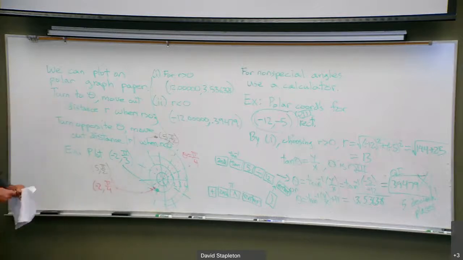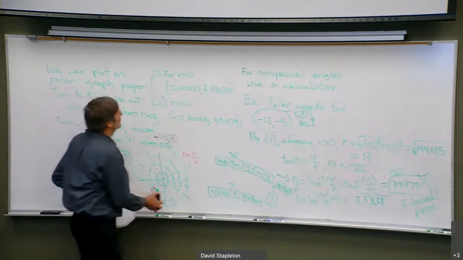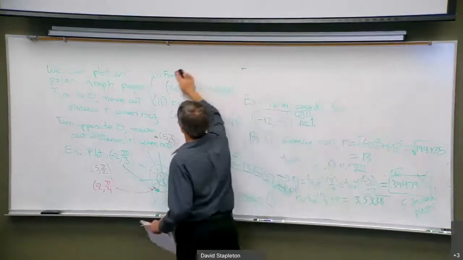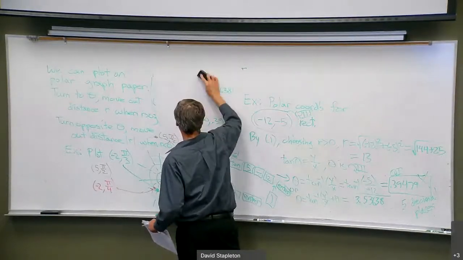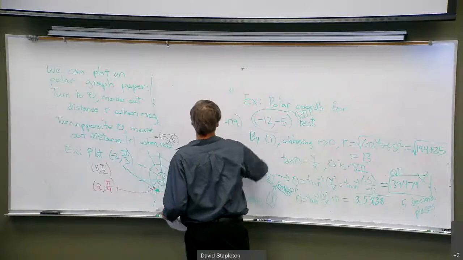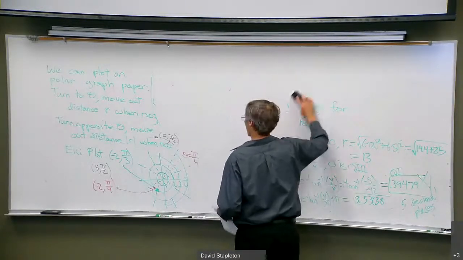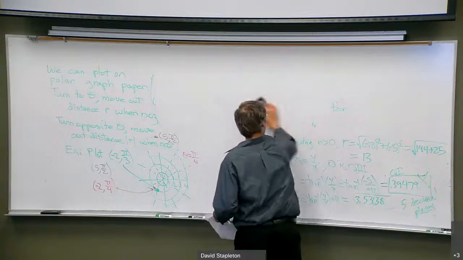That's plotting on polar graph paper. Pretty easy. Turn to the angle and then go the distance out in the same direction if r is positive, or the absolute value of r in the opposite direction if r is negative.